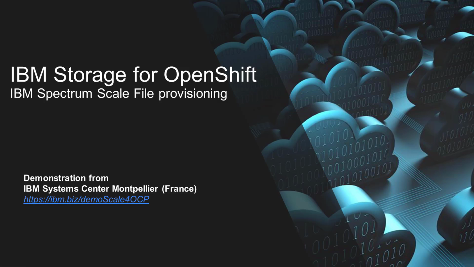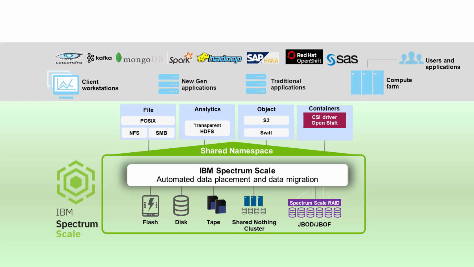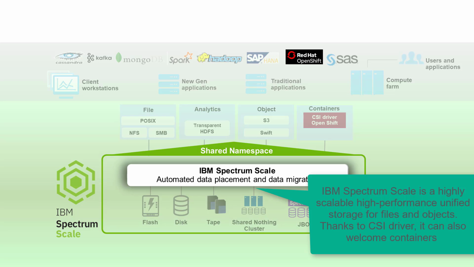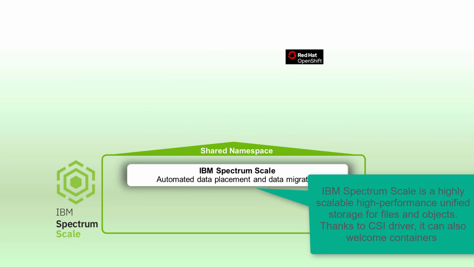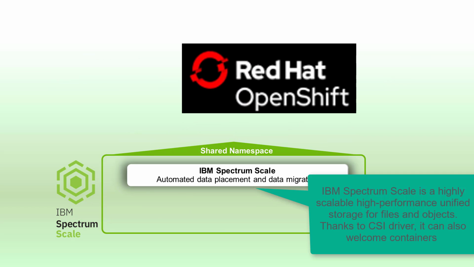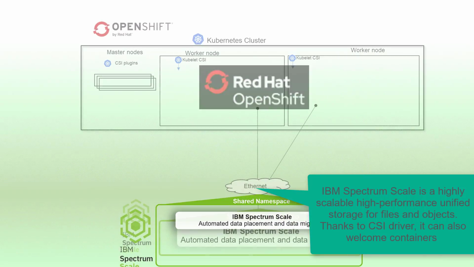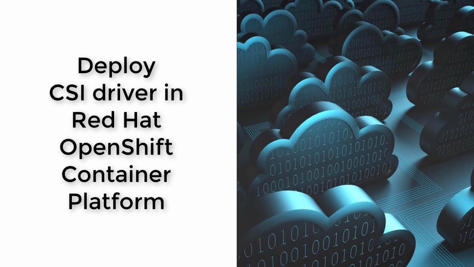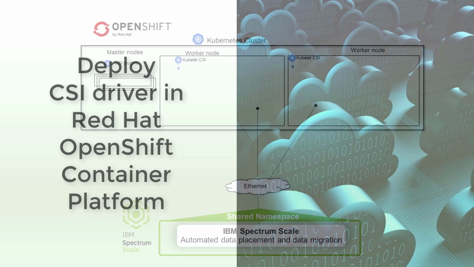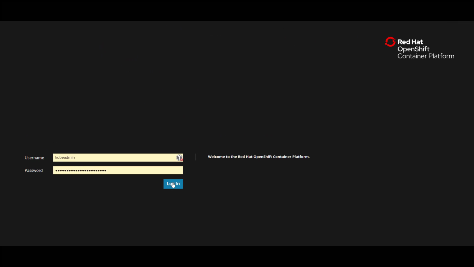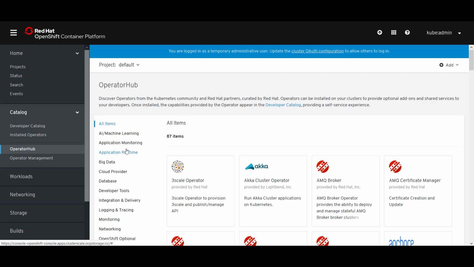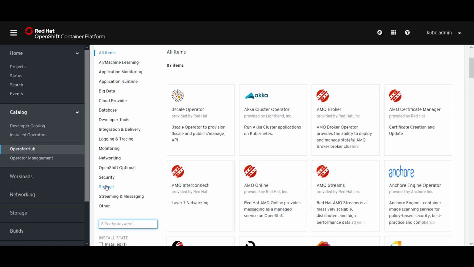This video shows how IBM Storage Solutions supports Red Hat OpenShift workloads. IBM Spectrum Scale is a highly scalable, high-performance unified storage for files and objects. Thanks to the CSI driver, it can also welcome containers. We first need to deploy the CSI driver in the Red Hat OpenShift Container Platform. The IBM Spectrum Scale CSI driver is available as a plugin operator in the OpenShift catalog.